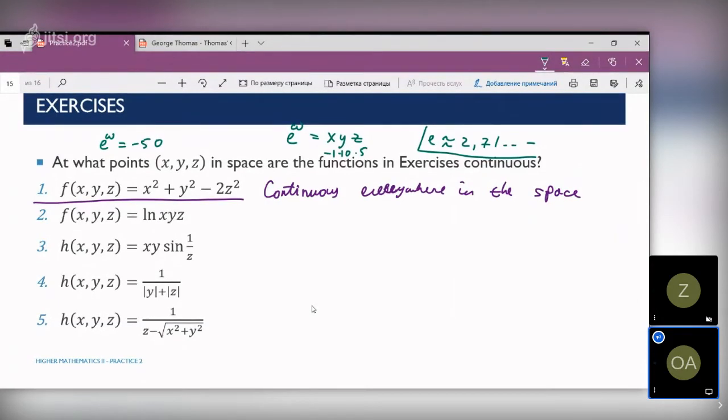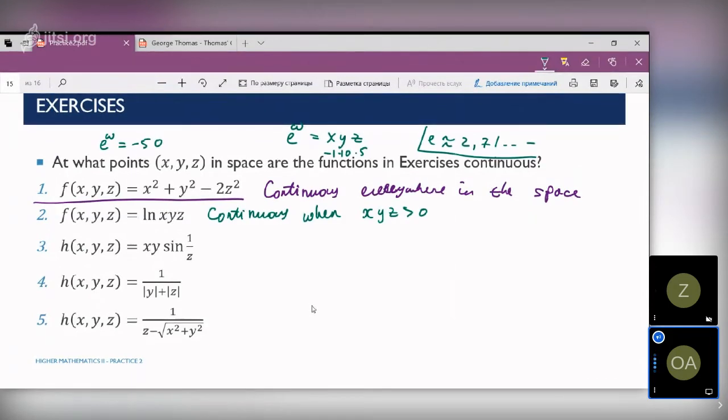So this function will be continuous when the multiplication xyz is positive. If this multiplication is positive, the function f of x, y, z, which is ln of x times y times z, is continuous. In other cases, no, it's not continuous.